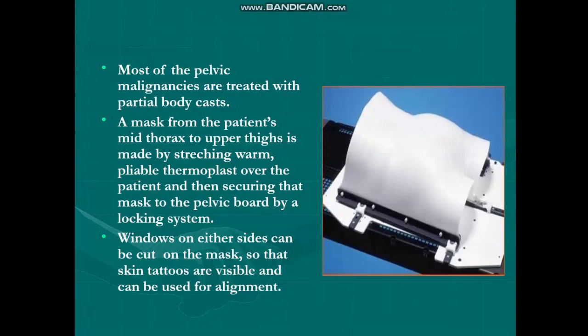Most of the pelvic malignancies are treated with partial body casts. A mask from the patient's mid-thorax to upper thigh is made by stretching warm, pliable thermoplast over the patient and then securing that mask to the pelvic board by a locking system. Windows on either side can be cut on the mask so that skin tattoos are visible and can be used for alignment.